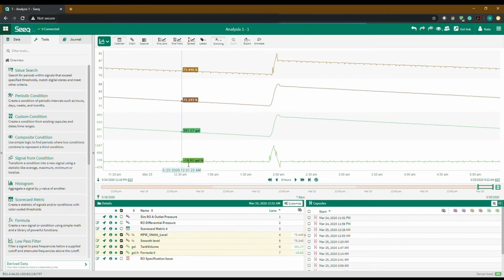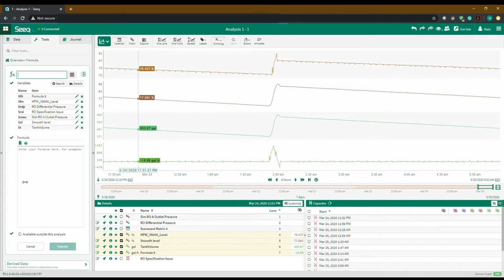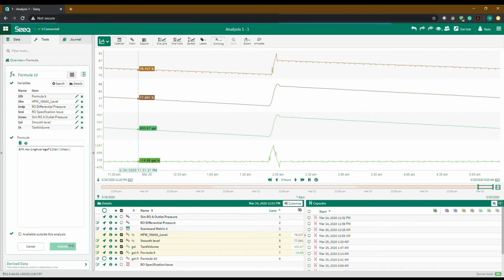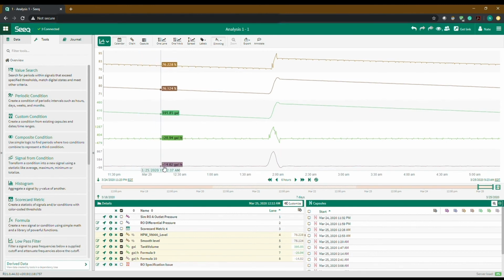It might be helpful too if we smooth this signal out. So we're going to do the same technique we did in the first screen. We'll use a formula. This time we'll use F9, which is our derivative signal. We'll take the moving average, this time again over 10 seconds. As you can see, that smooths this out, and it looks like we're using about 14 gallons per hour.